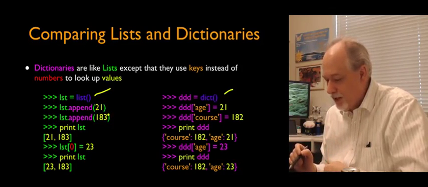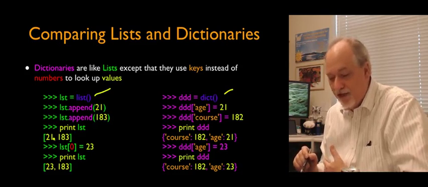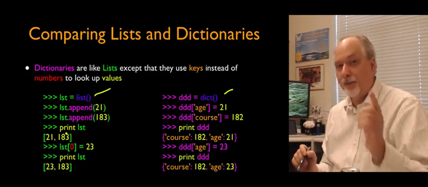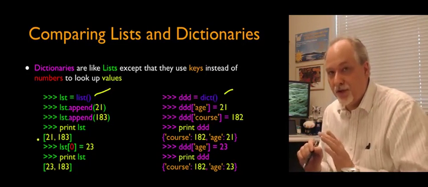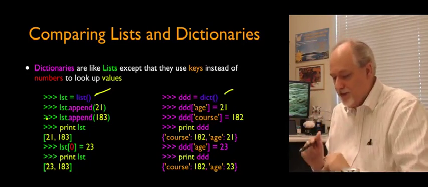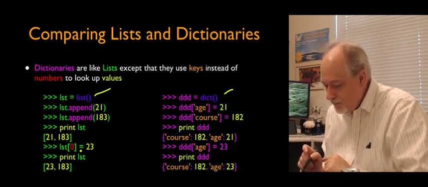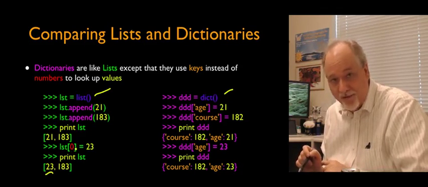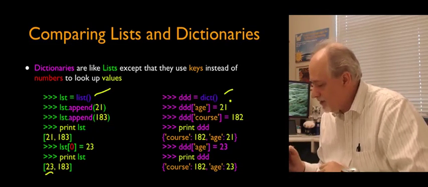We put in the values 21 and 183, and then we print it out, and it's like, okay, you gave me the values 21 and 183. I will maintain the order for you. There's no keys other than their position. The position is the key, as it were. If I want to change the first one to 23, well, I say list sub 0, which is this, and then change that to 23. So this is used as a lookup to find something. It can be used on either the right-hand side or the left-hand side of an assignment statement.